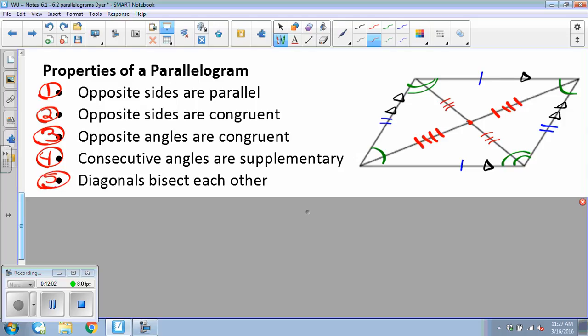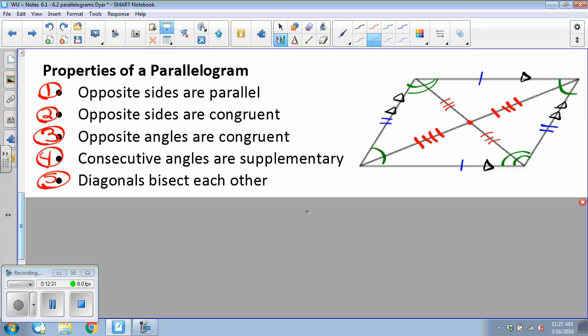So the diagonals bisect each other. That is number 5. So opposite sides are parallel, opposite sides are congruent, opposite angles are congruent, so all the opposites are congruent, right? Consecutive angles are supplementary, and the diagonals bisect each other. So if they're asking you to find the length of one of those diagonals, you need to know that the diagonals are cut in half. Okay?